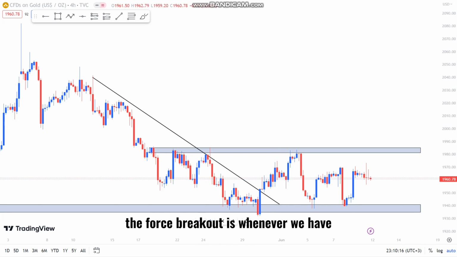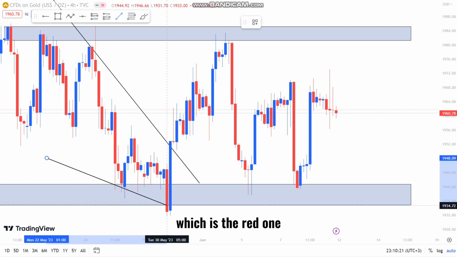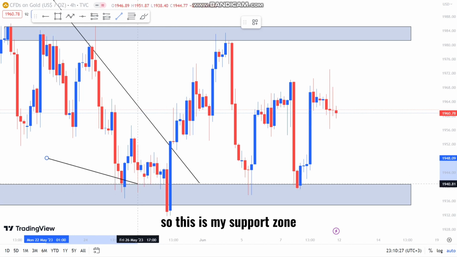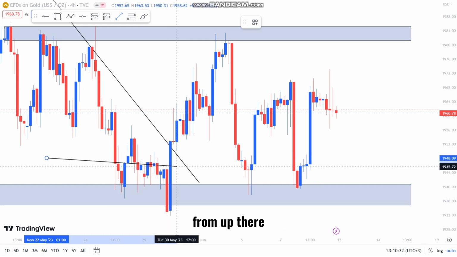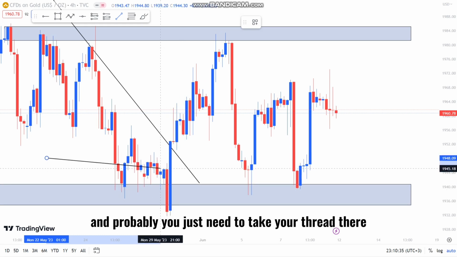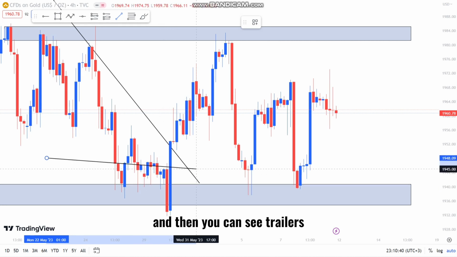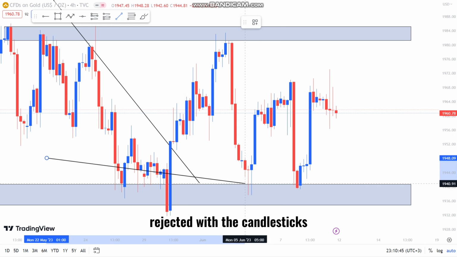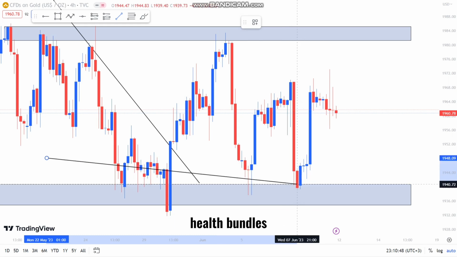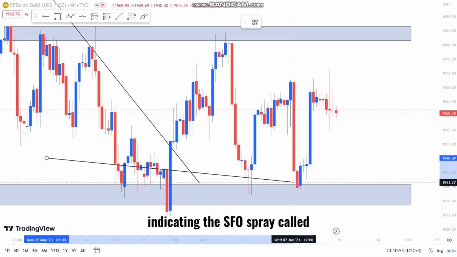What is the false breakout? The false breakout is whenever we have these two candles. The first candle, which is the red one, breaks out of the support zone. So this is my support zone, this upper line. Whenever I have price break out and then price goes back in and closes from up there, it means this is a false breakout, and probably you just need to take your trade there and then, sometimes after a retest, sometimes there and then. You can see, traders, price went back up, came back here, and rejected with the candlesticks. Same thing happened here. We have candles that break out and close back inside, indicating that that's a false breakout.